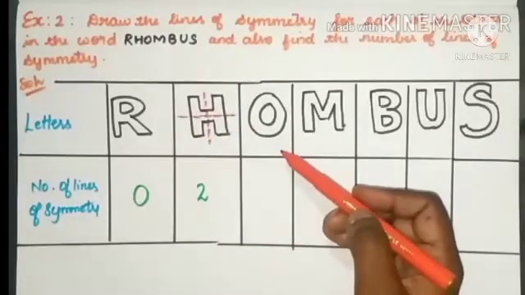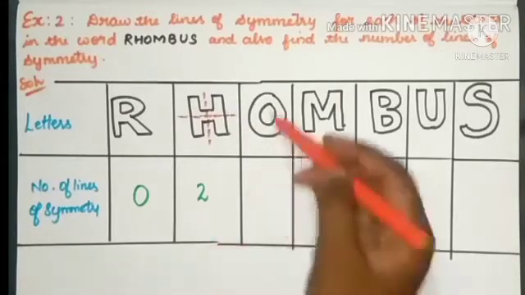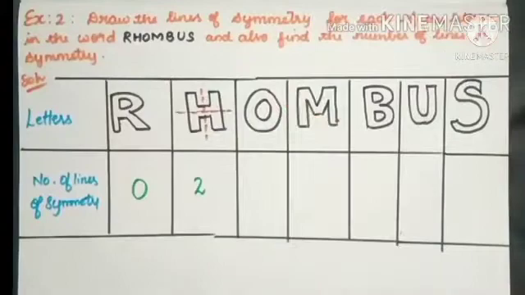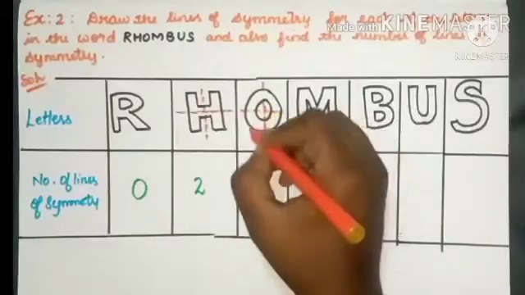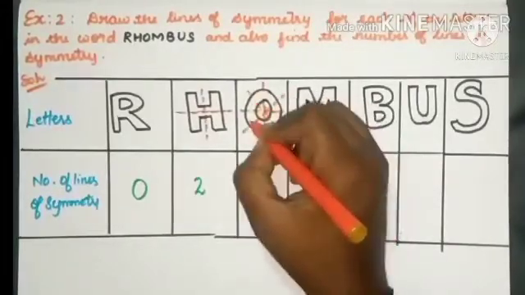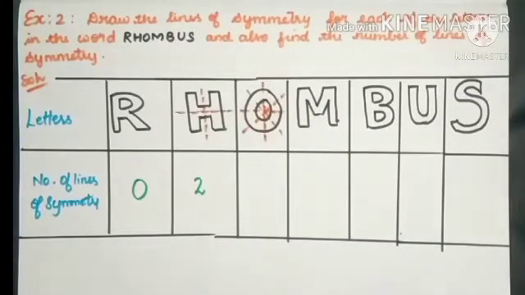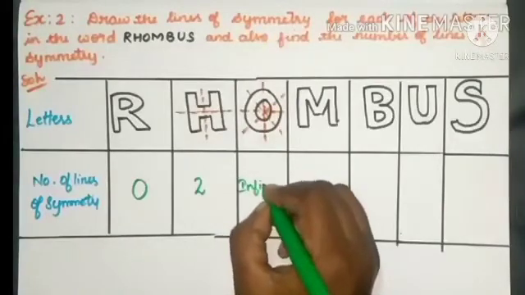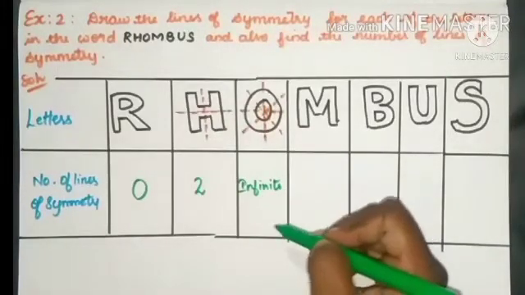Now, let's find for the letter O. Students, note it carefully. Here the letter O is in the circle shape. For a circle, how many lines of symmetry are there? Yes, infinite. It divides into infinite lines of symmetry. So you have to put infinite here. In the previous session itself you have learnt that a circle has an infinite number of lines of symmetry.